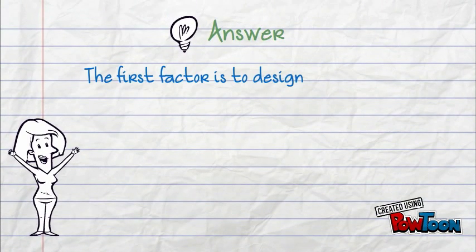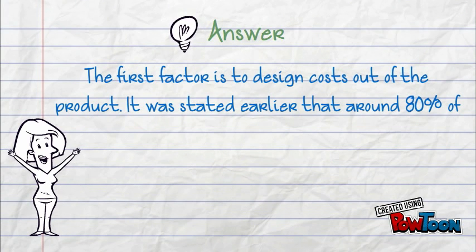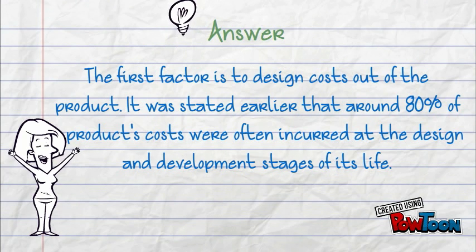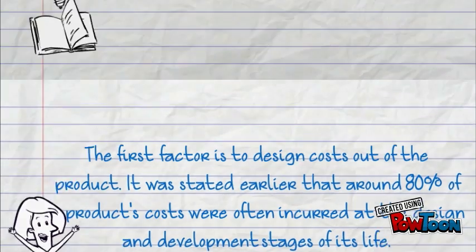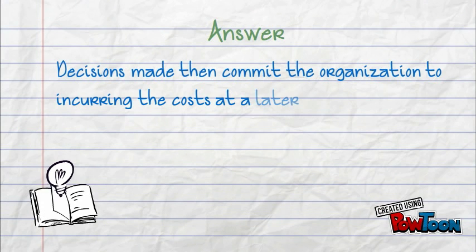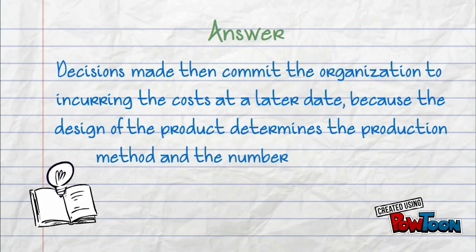The first factor is to design cost out of the product. It was stated earlier that around 80% of a product's costs are often incurred at the design and development stages of its life. Decisions made then commit the organization to incurring the cost at a later date, because the design of the product determines the production method and the number of components.